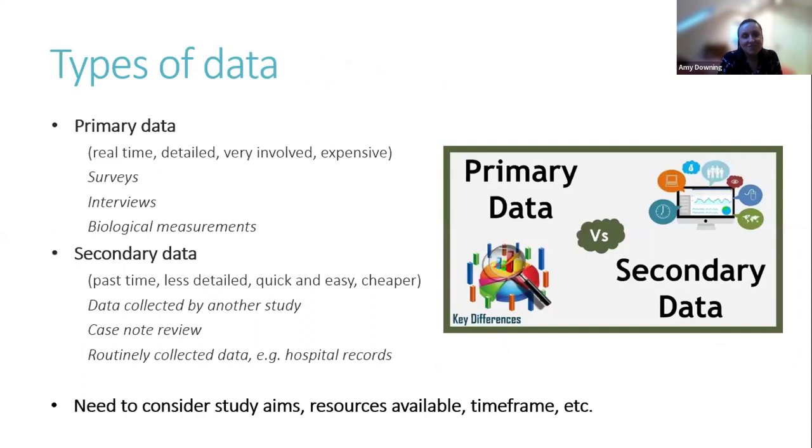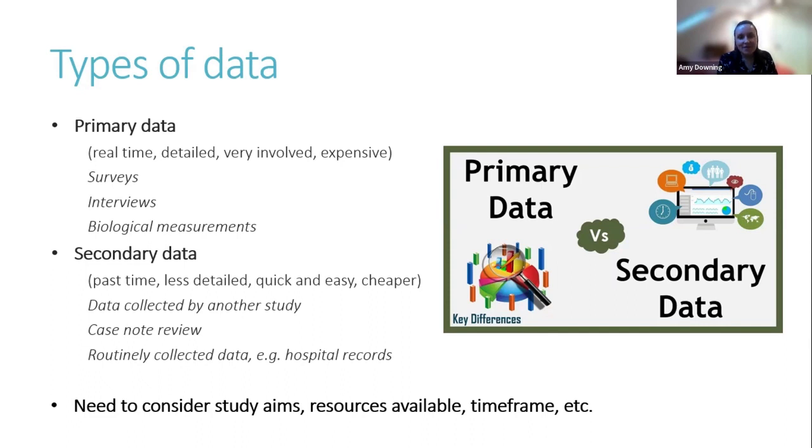Just to briefly touch on the types of data that you might want to be collecting in an epidemiological study. There's two main types, primary data and secondary data. Primary data is data that you collect yourself, real time, detailed, very involved, and can be expensive. This might be surveys, interviews, biological measurements.